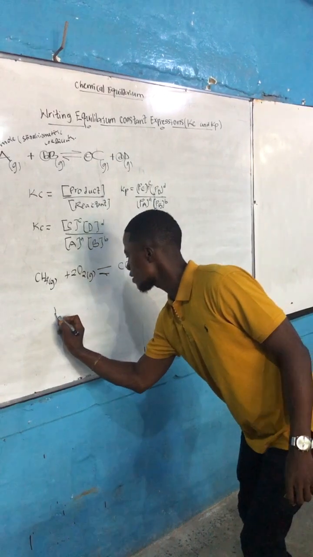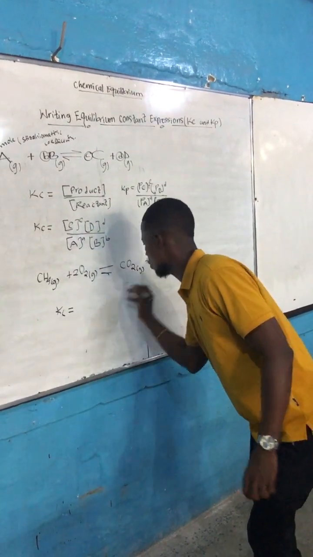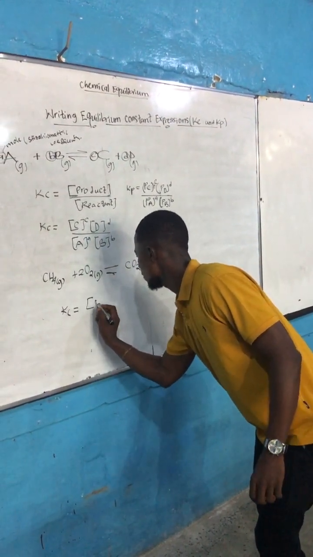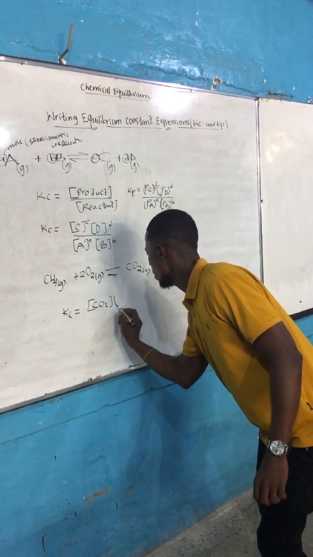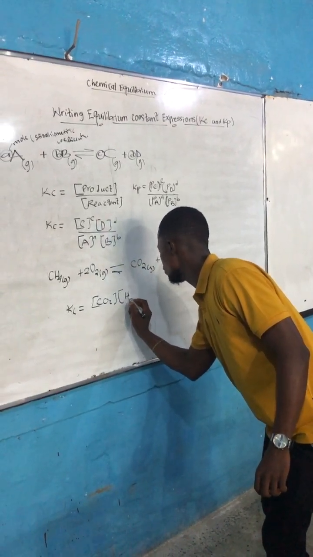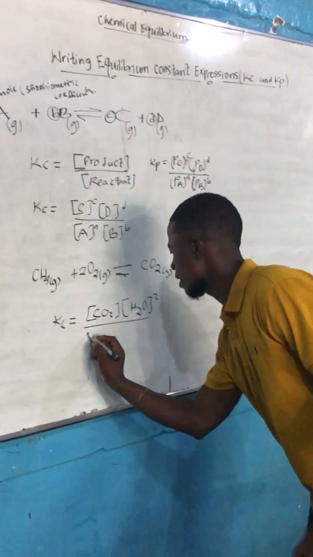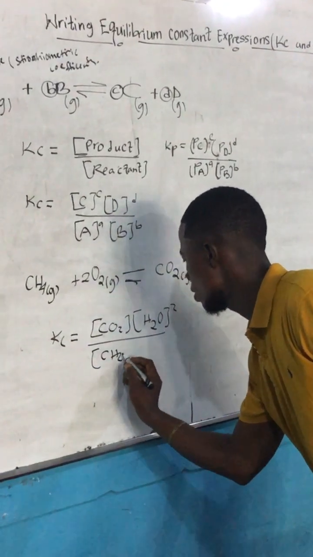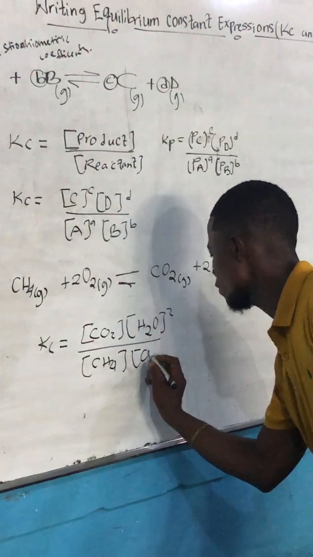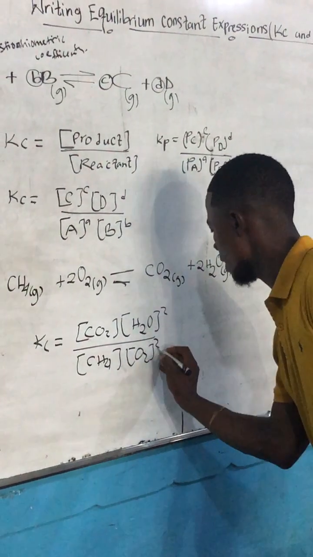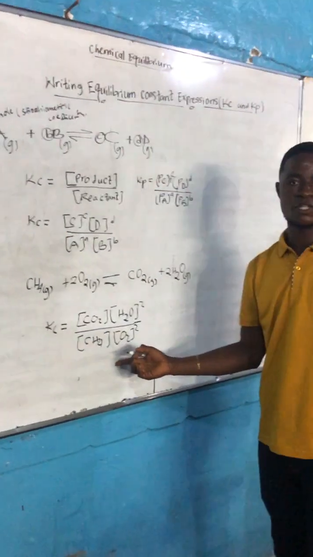So the Kc expression for this will just be equal to the concentration of CO2 multiplied by the concentration of H2O. Remember, this will serve as a power, all over the concentration of CH4 multiplied by the concentration of O2 raised to the power 2. So this becomes the Kc expression.